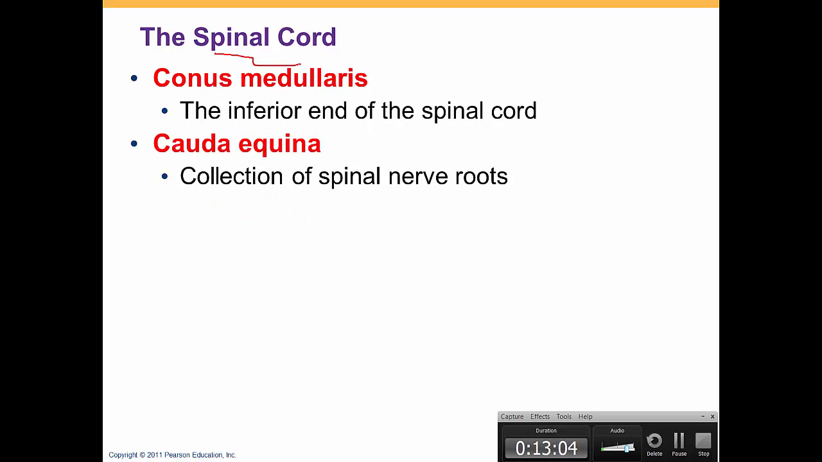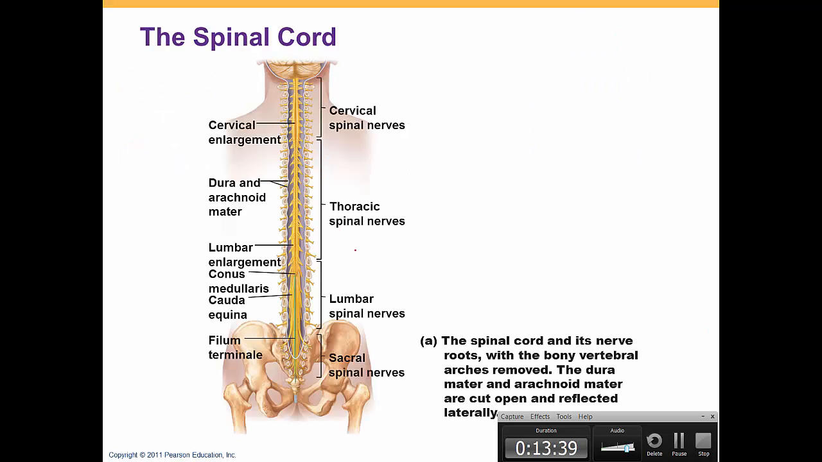On the spinal cord, we have a couple of important structures that we need to identify. We have the conus medullaris, and we have the cauda equina. The conus medullaris is basically something like a cone, which is the end of the spinal cord, because the end of the spinal cord is pointy. It's like a triangle. And the cauda equina is the spinal nerves at the end of the cord. They look like a horse tail. So cauda equina basically means horse tail.